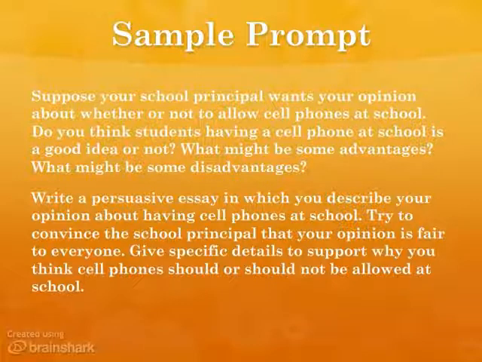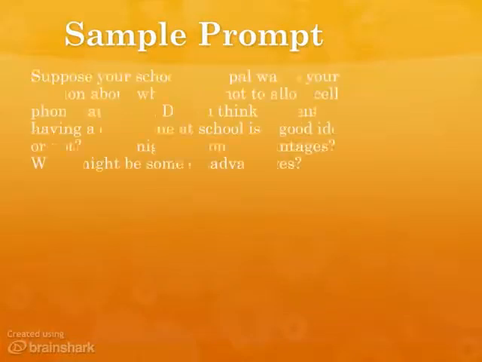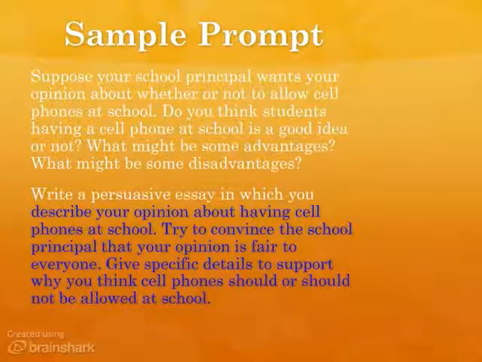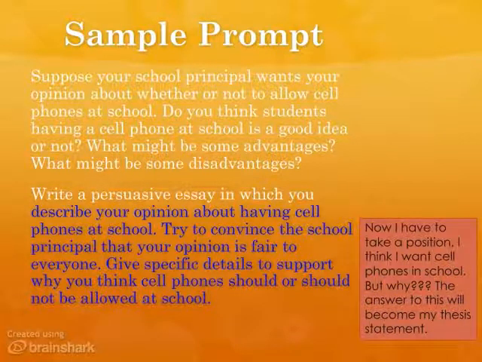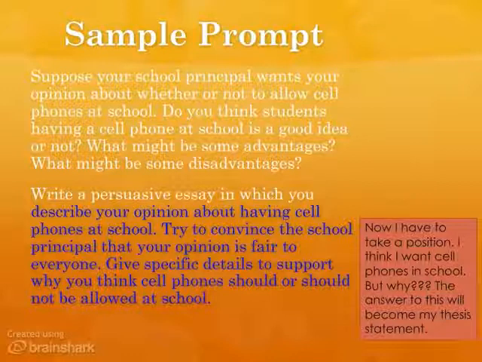So we're now going to highlight the parts of this prompt that are really showing us what we need to do. When I do my highlighting, I'm really focusing on the second paragraph of the prompt because that's where I'm being told what to do. So I have to describe my opinion about having cell phones at school, convince the school principal that my opinion is fair, and give specific details to support why I think cell phones should or should not be allowed at school. So I have to take a position. Well, I think I do want cell phones at school, but why? The answer to that question is going to become my thesis statement.